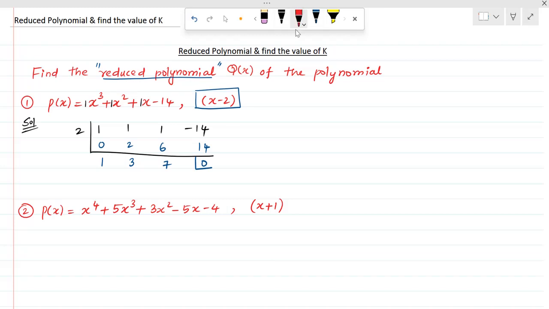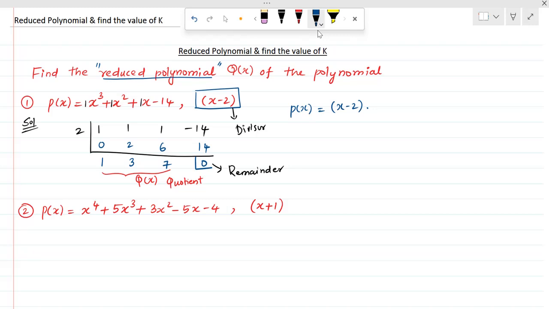And by the way, this part we call the quotient, q of x. This is the quotient, and this is my remainder, the remainder. And this is the divisor. So how will you write the reduced polynomial? The reduced polynomial is nothing but the q. So this polynomial p of x can be written as the product of the binomial and the q.